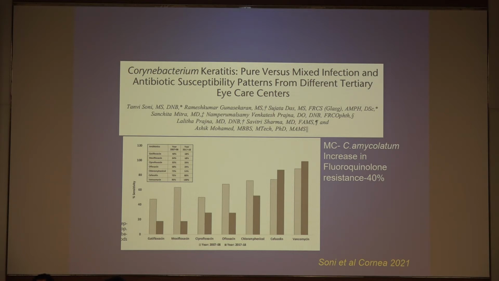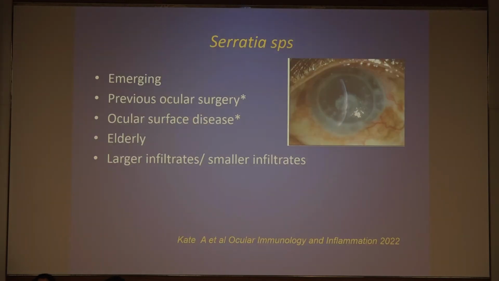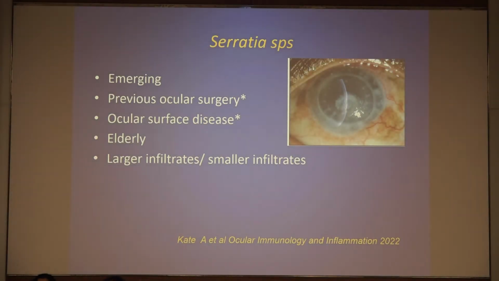So the Corynebacterium diphtheriae, which are commensals, are known to be increasing in the last few decades, but surprisingly they did not have any difference if they were mixed with other organisms. Corynebacterium amycolatum is the most common species, and the fluoroquinolone resistance was nearly 40%. So when we look at those commensals which were producing innocuous infections, Serratia is known to be increasing in incidence in the Western population. It's a gram-negative.